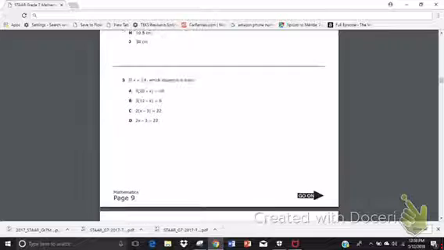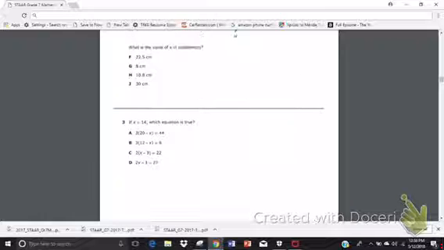Number 3. If X is equal to 14, which equation is true? Alright, kiddos, we have to use the distributive property for some of our answer choices. The correct answer here is letter C, but instead of working them all out, I'm just going to show you how to solve C, and I'm pretty sure y'all can solve the rest.